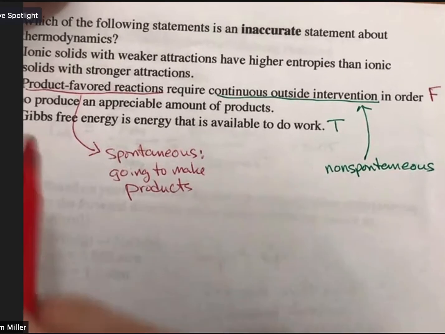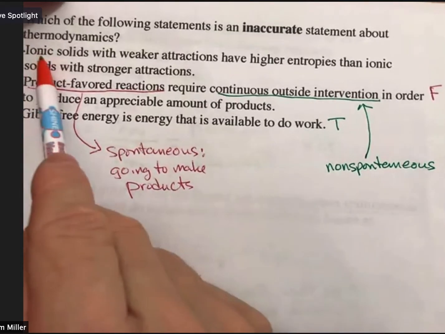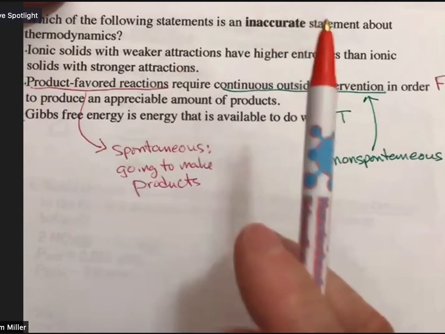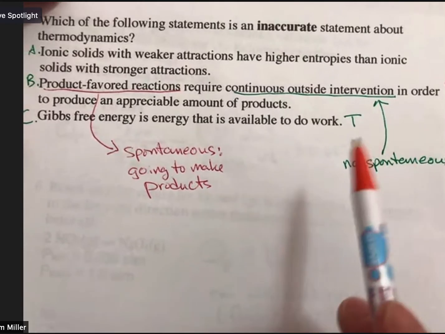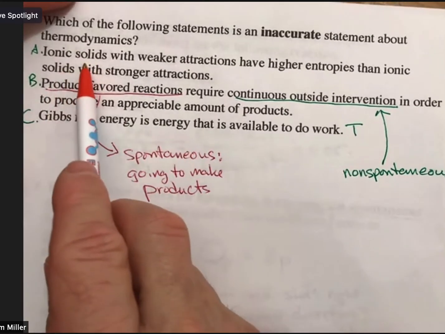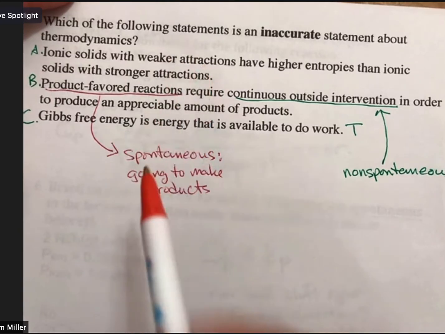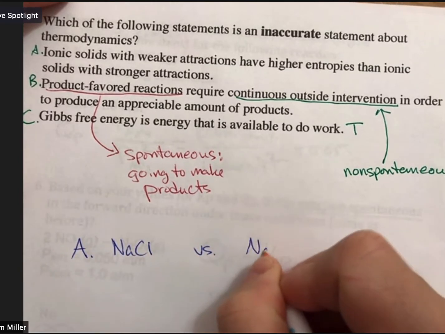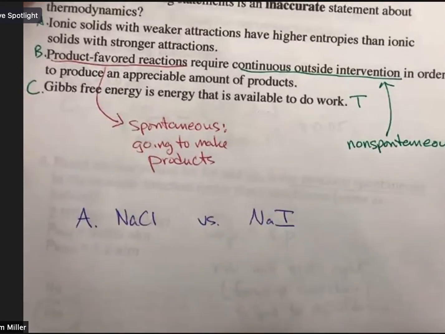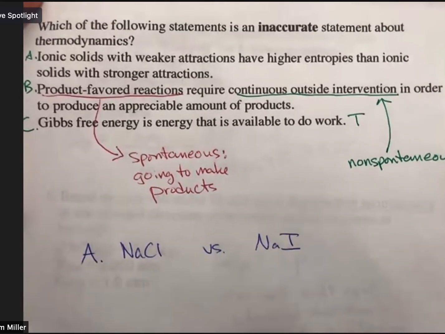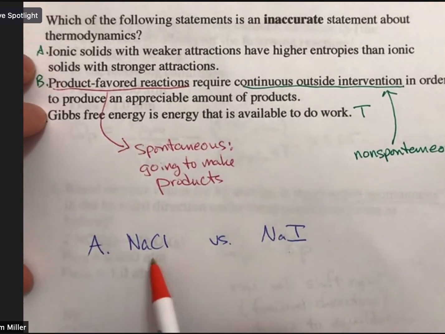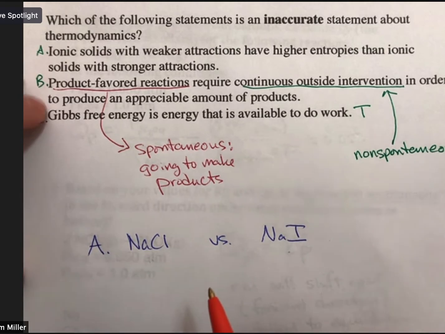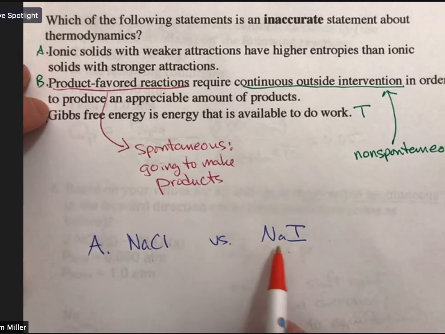Sure. Now let's come back to A. Ionic solids with weaker attractions have higher entropies than ionic solids with stronger attractions. Well, we haven't talked about this, but let me see if I can take you through it. For A, let's talk about NaCl versus NaI. Of these two, can you tell me which of these ionic solids has weaker attractions or weaker ion-ion forces? Sodium chloride or sodium iodide?